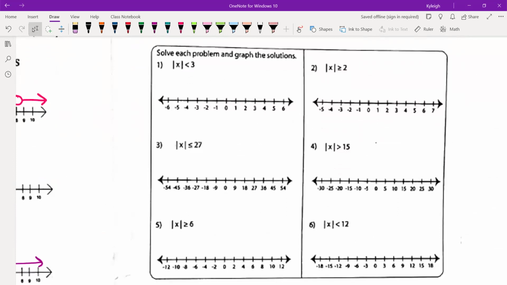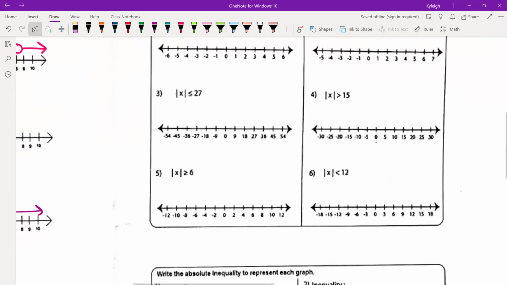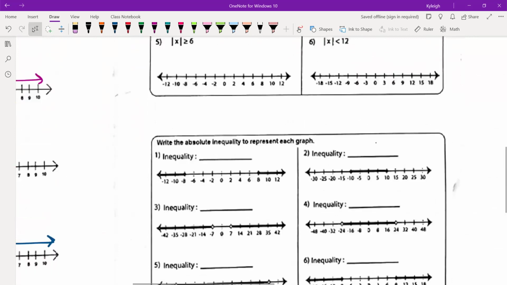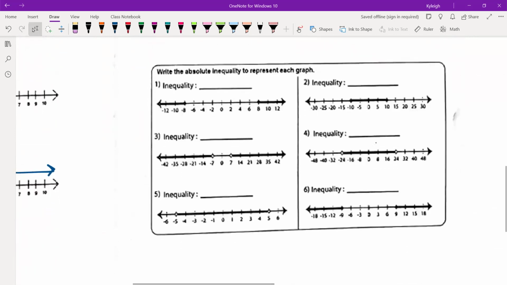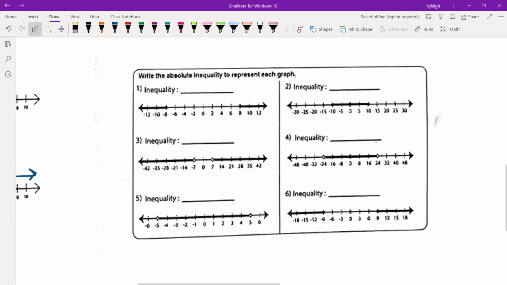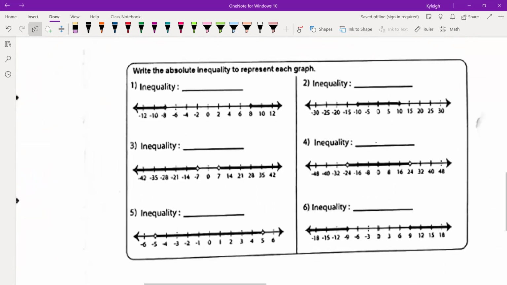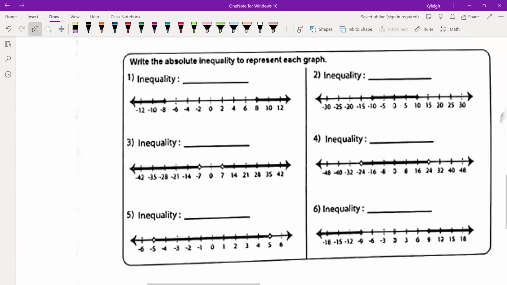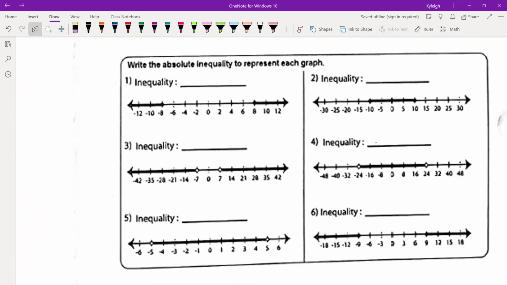All right, so looking at the homework, the first half is exactly what we just did. Just all numbers, all the things. The second half is when you need to write the absolute value inequality. So what you're going to do is just look at the positive side for these and write your inequality based off of that.